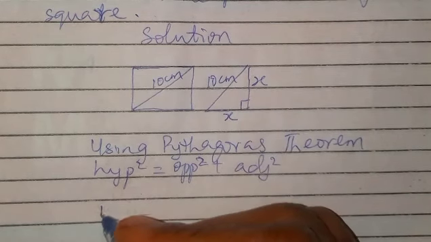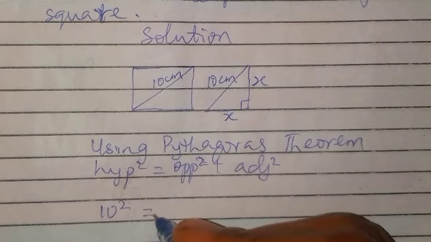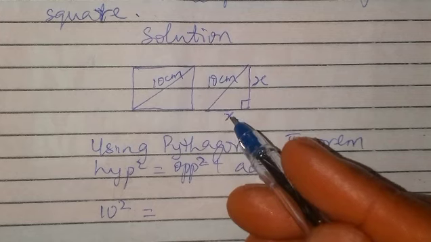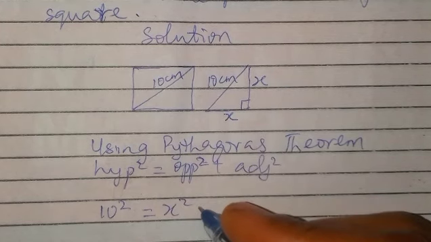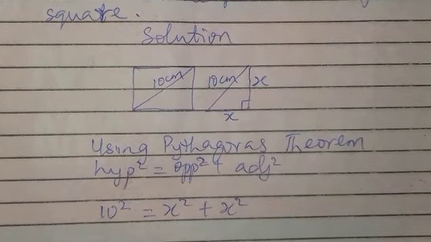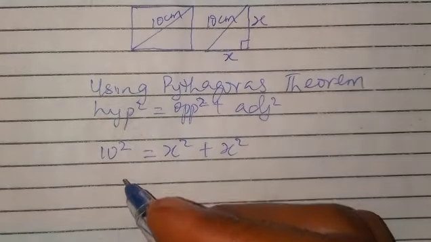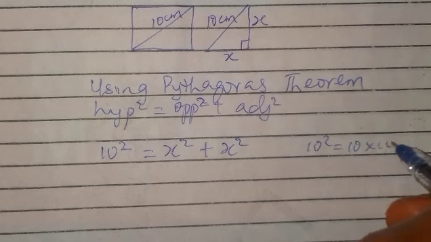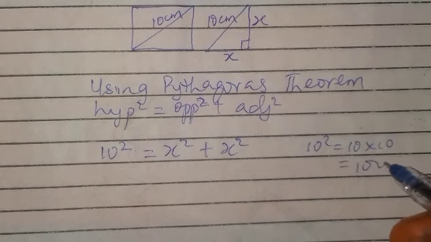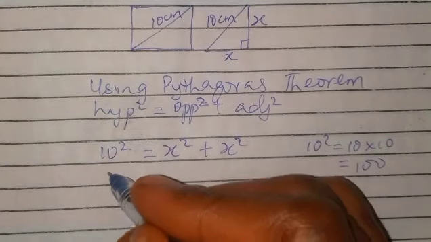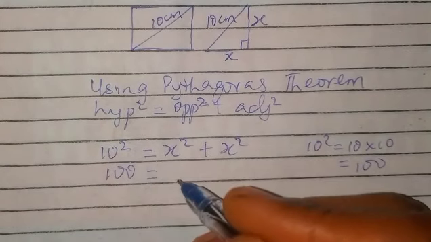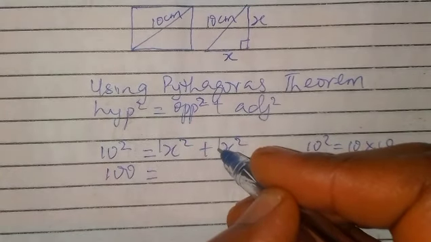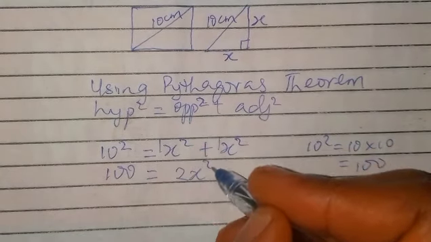So we can say that this is 10 squared, which is equal to, so we can take this side as the opposite and take this side as the adjacent, which is x squared plus x squared. Then moving on, 10 squared means 10 times 10, and 10 times 10 will give us 100. So 10 squared here is 100, which is equal to x squared plus x squared. This is just like 1x squared plus 1x squared, that will give us 2x squared.